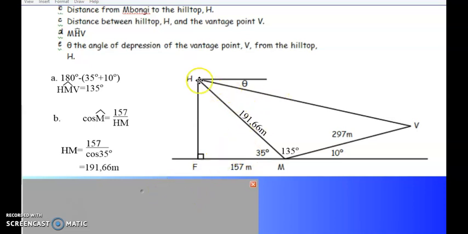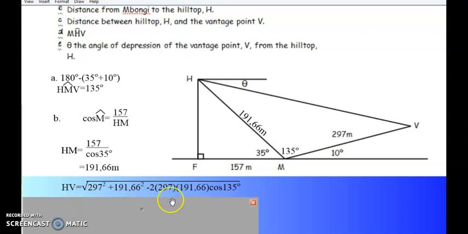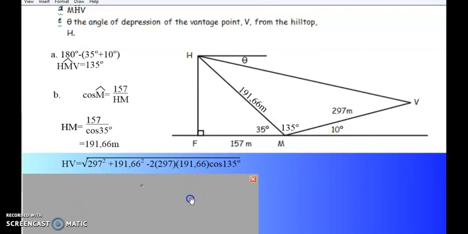So, to find HV, I will use 297 squared plus 191,66 squared minus 2 into 297 into 191,66 cos of 135 degrees. Now I get the answer of the length of HV. 453,259156. Rounded off to two decimal places, 453,26 meters.